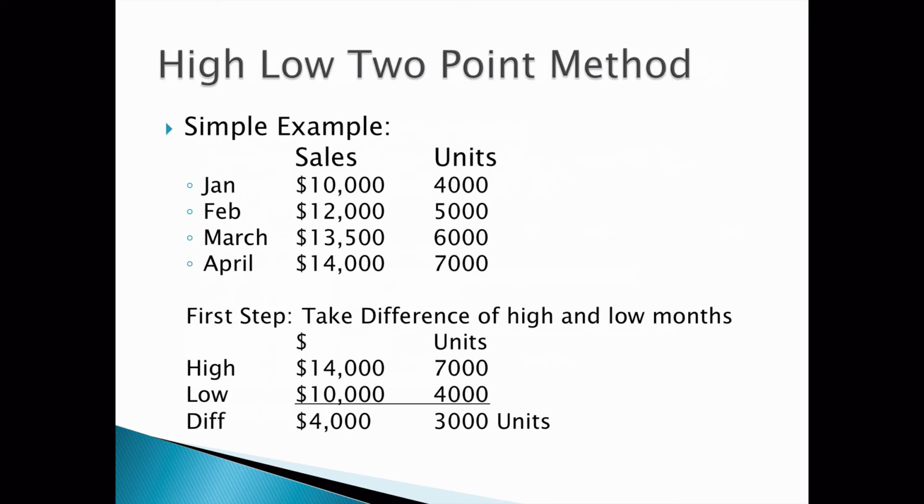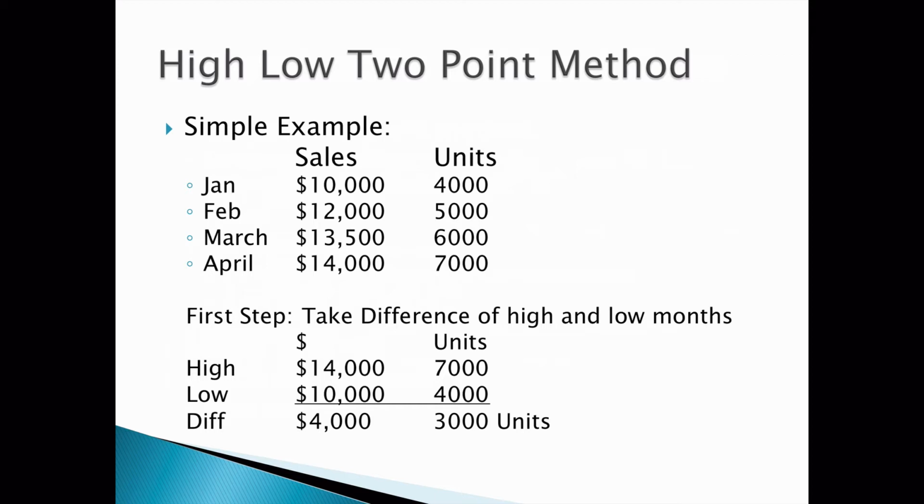So let's look at the high-low two-point method, and I've got a real simplified example. What we have is sales and units for 4 months. So what we do is we look for the high and the low on those 4 months. And of course the high is April with $14,000 in sales and 7,000 units. And the low is January with $10,000 of sales and 4,000 units. So we take the difference of our high and our low months and we get $4,000 and 3,000 units.